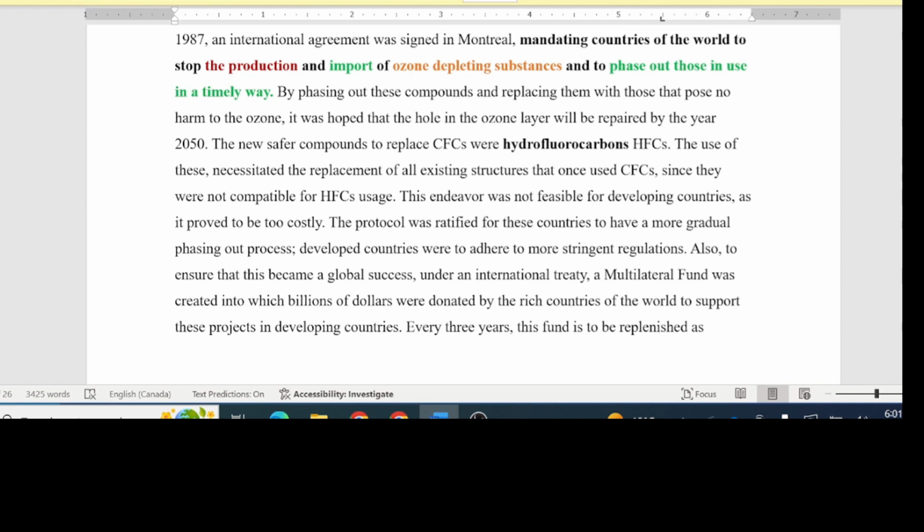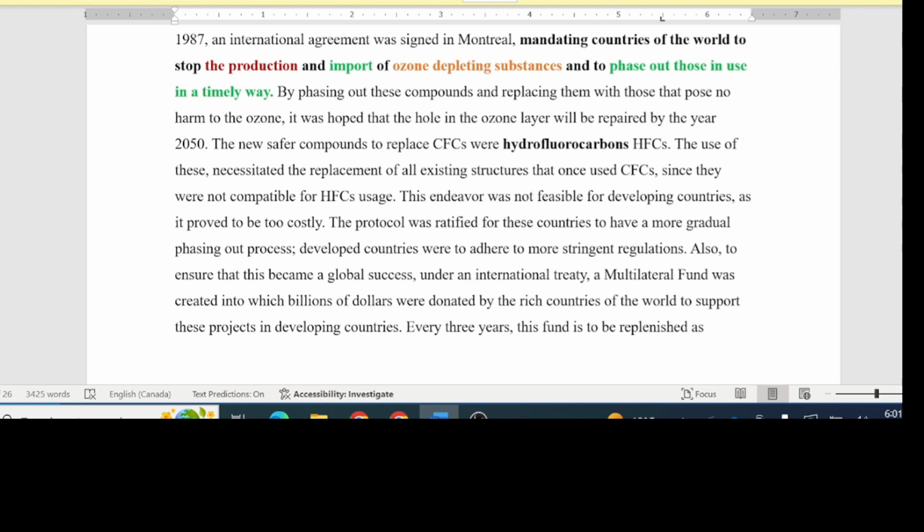You see, for HFCs to work, all existing structures had to be changed, since they couldn't function with HFC. Those refrigerants and things like that that used to work with Freon or CFCs, they couldn't work with HFC, and to replace those structures was very costly.